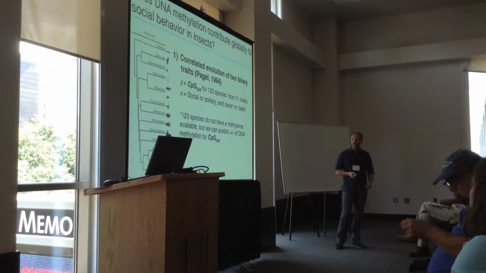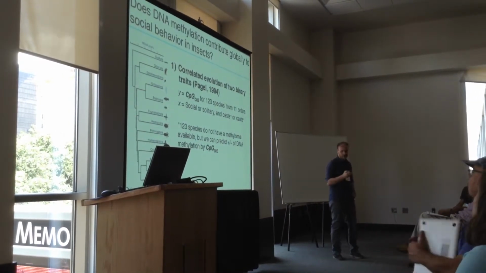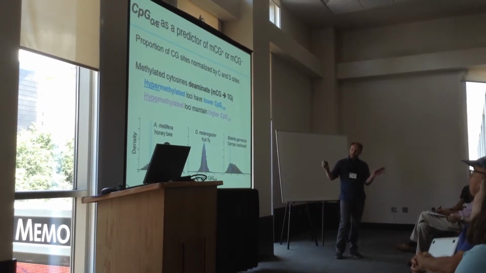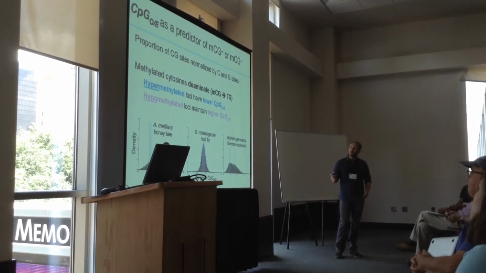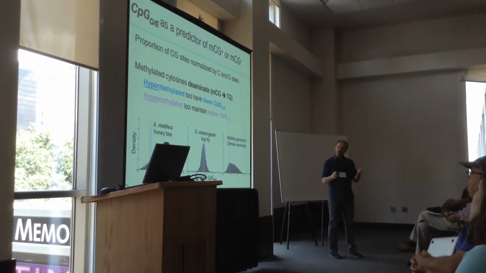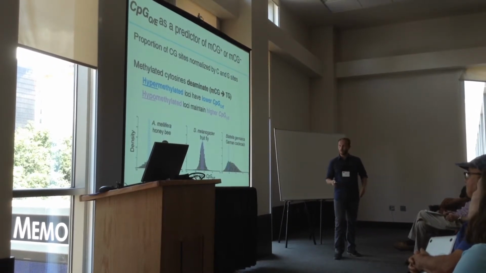So these 123 species don't have a methylome or any whole genome bisulfite data available per se, but we can predict whether or not a species has DNA methylation based on a predictor, the CpG o/e ratio. I'm sure many of you are familiar with that, but if not, here's a quick summary. It's the proportion of CG sites normalized by the number of cytosines and guanines at a particular locus, which could be a gene, a whole chromosome, or a window within the genome.